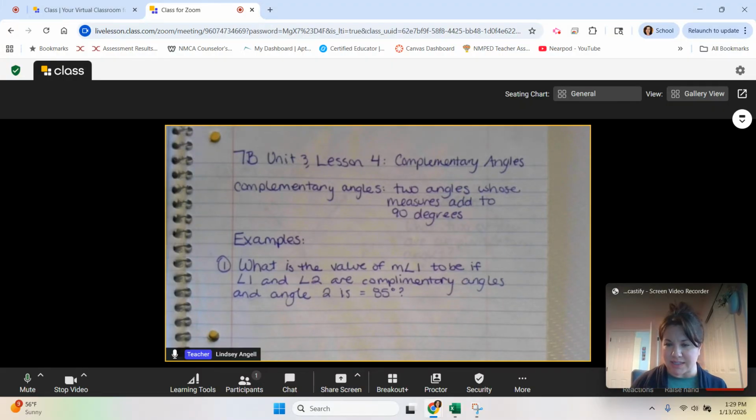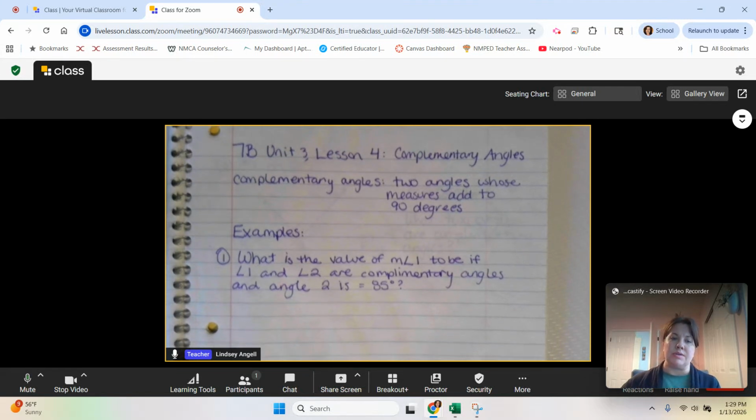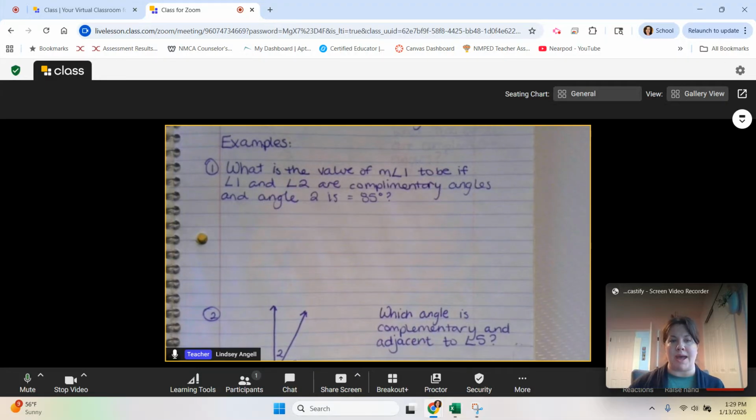As with the last couple lessons, really the best thing is to just get into examples, okay? So number one, this is taken from your practice. What is the value of the measure of angle 1 if angle 1 and angle 2 are complementary angles and angle 2 is 85 degrees? So remember, complementary, they equal 90 degrees. That's just always true. That is the definition, okay?